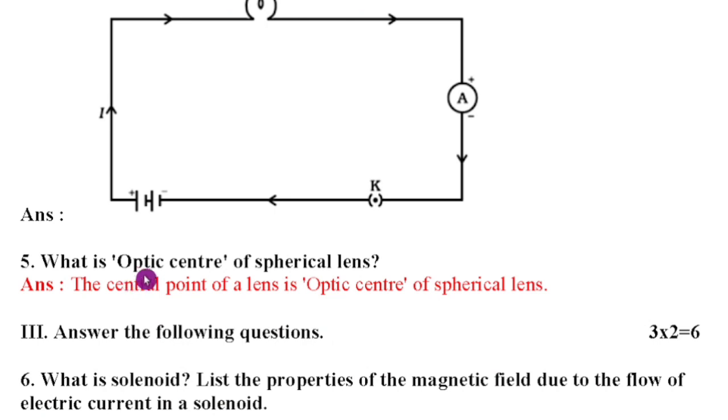Next question: what is the optic center of a spherical lens? The central point of a lens is called the optic center. So that is the answer.